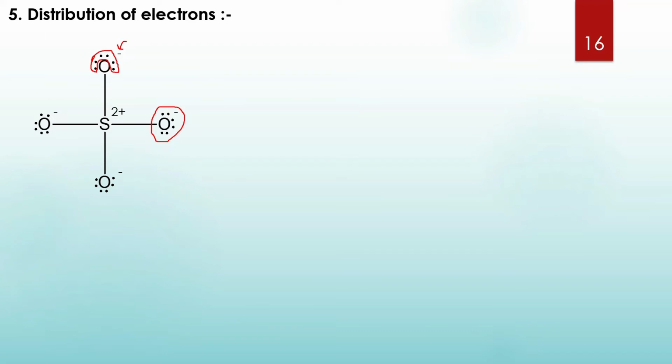Sulfur here has 4 bonds, so there are 8 electrons around sulfur. But since they are bonded pairs, only half of that number belongs to sulfur.